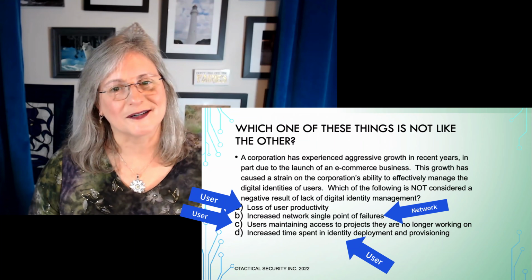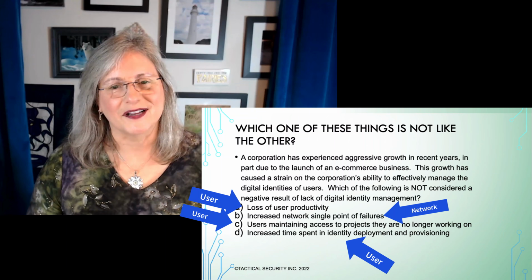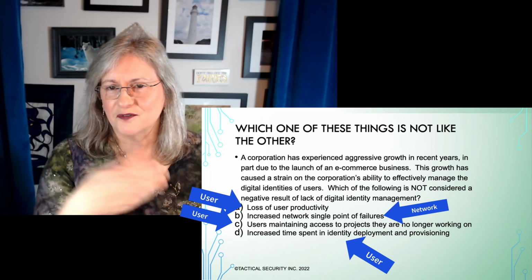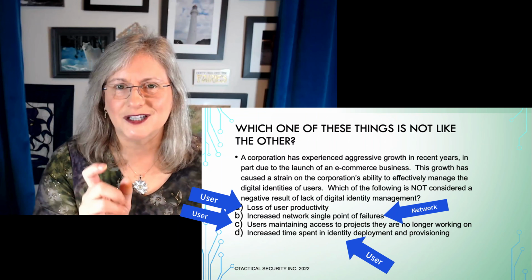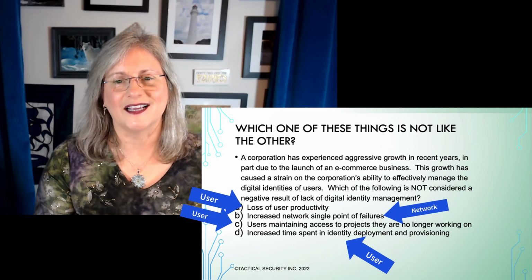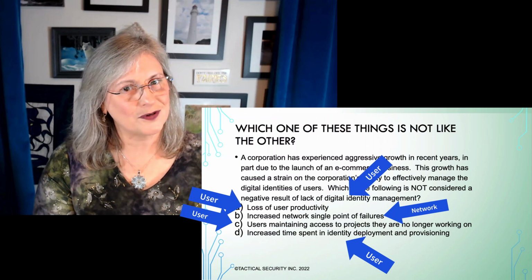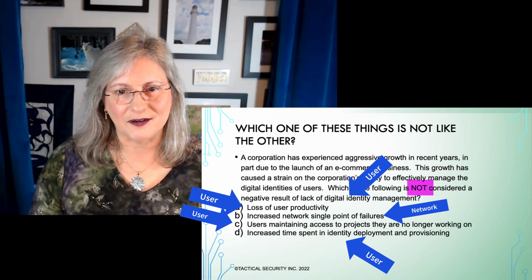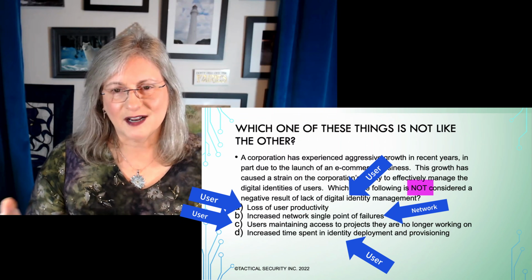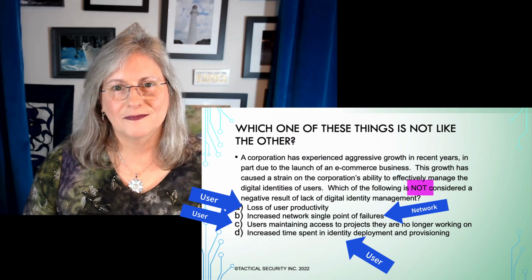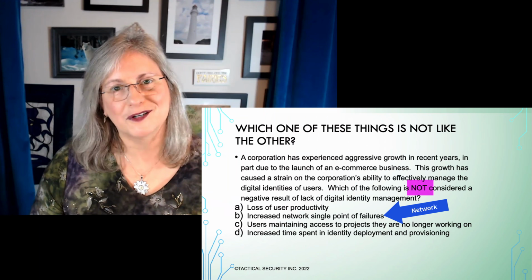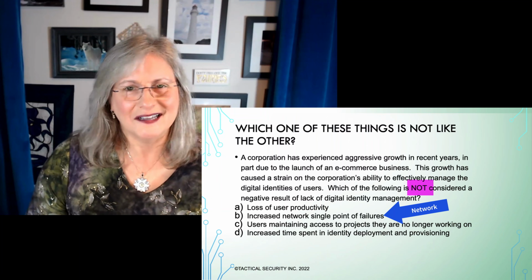Go back to the question. Which of the following is not considered a negative result of lack of digital identity management? So forget the triple negatives. We're talking about digital identity management. Digital identity, that's talking about users. The one that's not about users is B. It's about the network. There you go. There's your answer. What's the question asking? Don't know. Don't care.